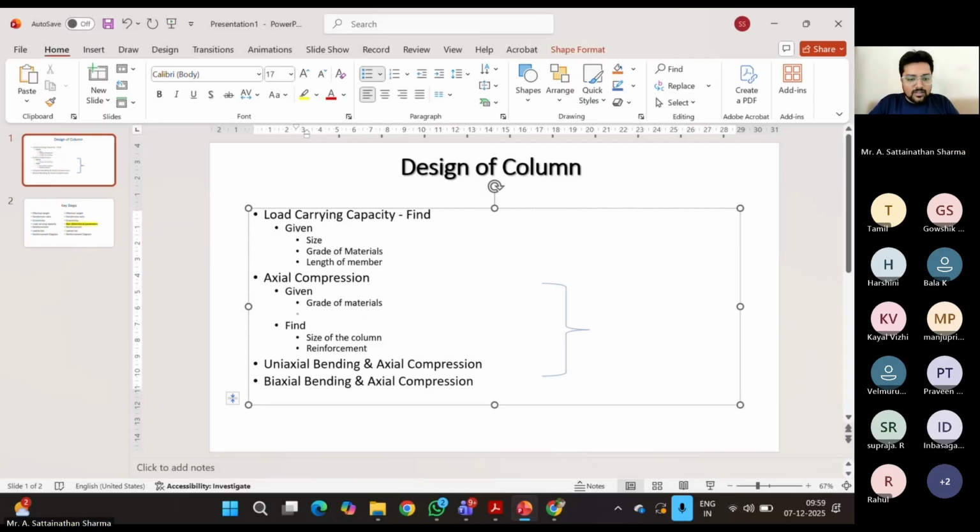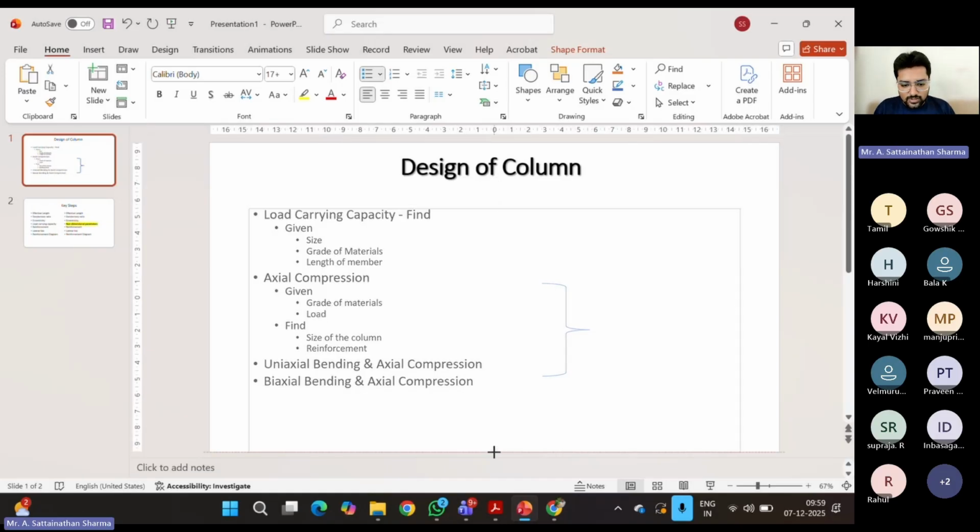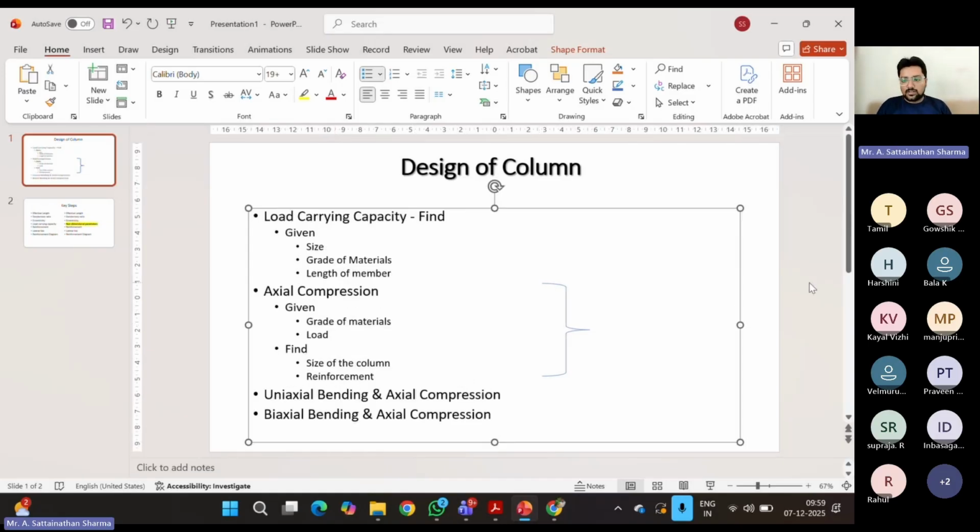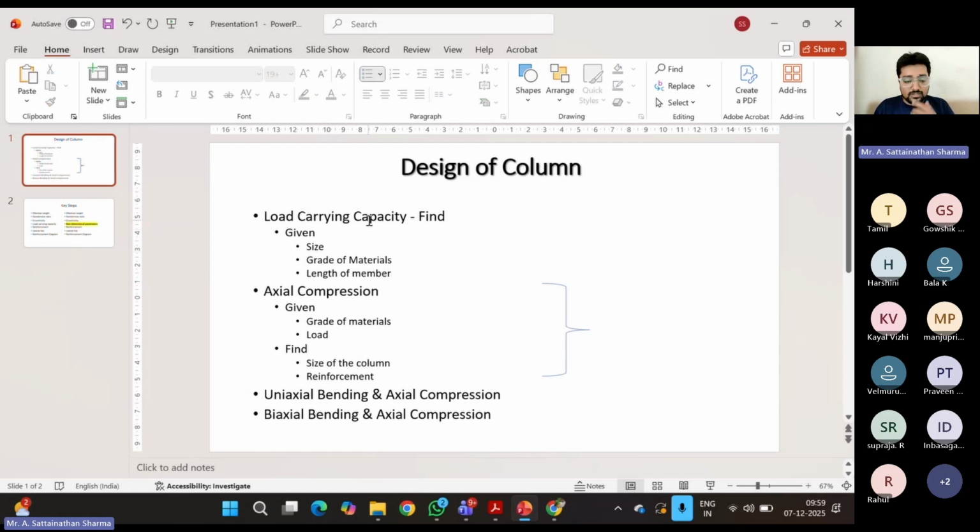Then load will be given. That is what is important. Load is given. So you can understand now, you can very well classify this. First type of problem is you have to find the load carrying capacity. Go to the question and understand what they are asking. Determine the load carrying capacity, determine the capacity of the column, or find the load that the column can carry. The question is very clear.